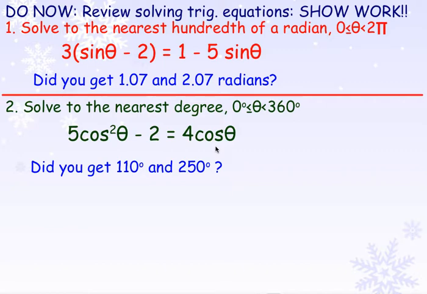When you get to number 2, go ahead and bring the 4 cosine theta over, then use a quadratic formula. And you see the answers are given to you with the problems. Try it, and if you're just not getting it, no matter how hard you try, then at 12 o'clock for the Zoom, please come over and join us.